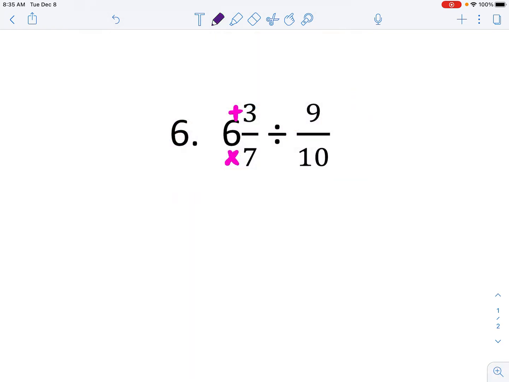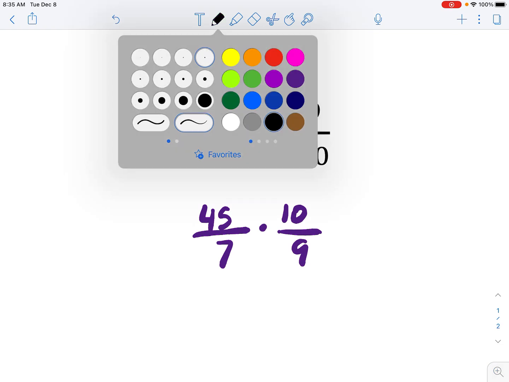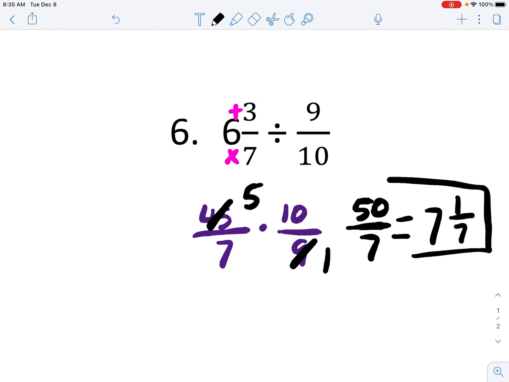So you should have paused the video. 7 times 6 is 42 plus 3 is 45, and I'm going to put that over 7. And I'm going to skip dot flip. I get 10 over 9. I can cancel out the 4 and the 9. This is 1 and this is 5. And I get 50 over 7, which is equal to 7 and 1/7.